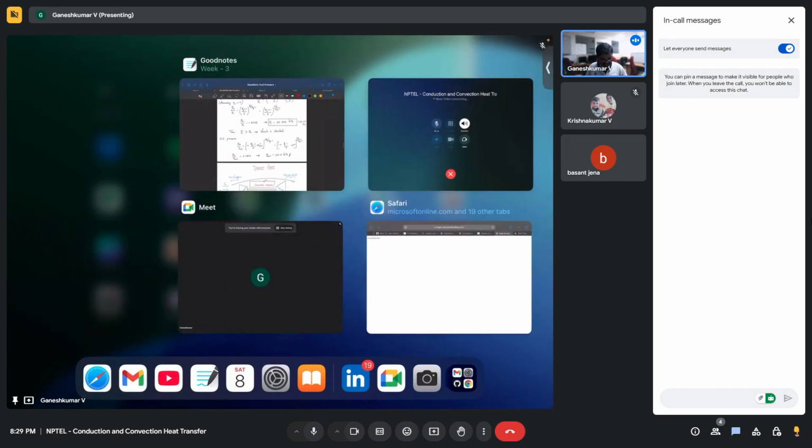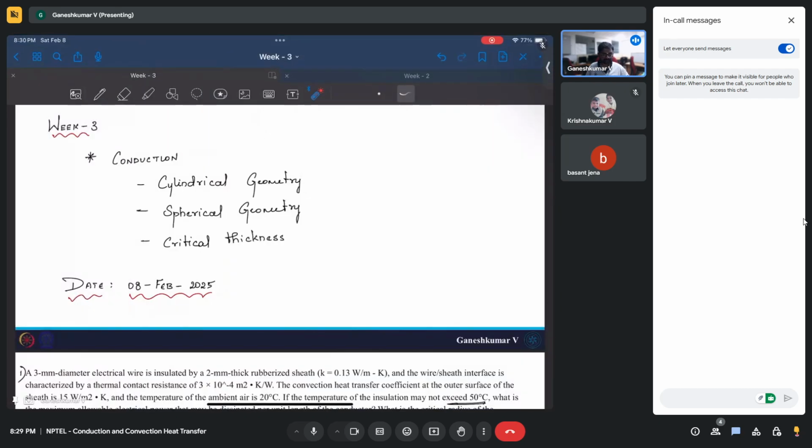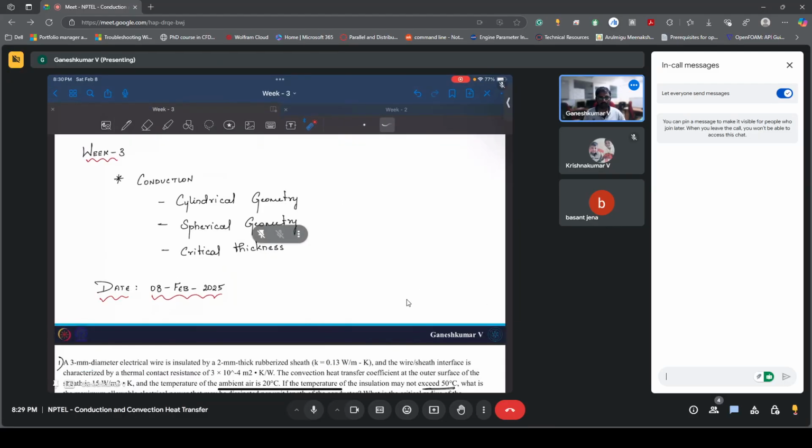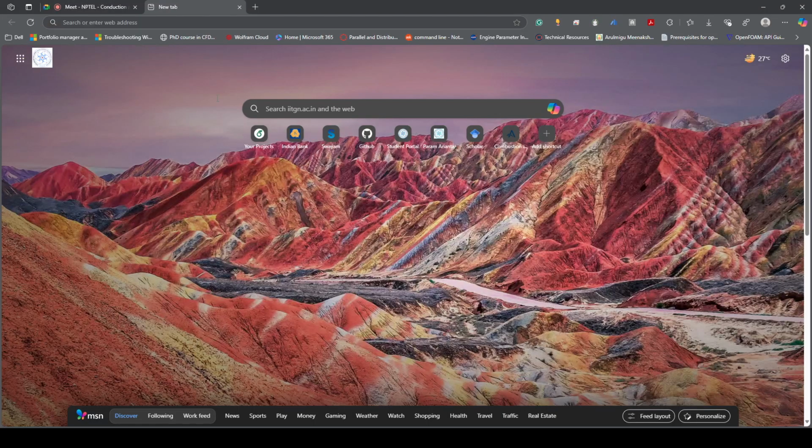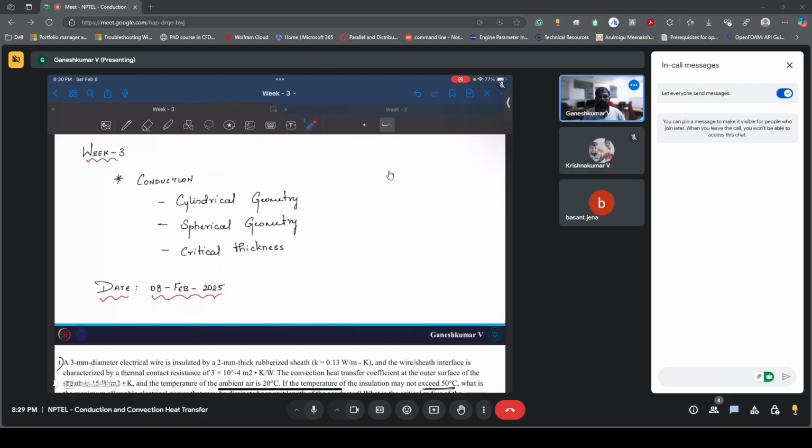For some reason, I couldn't log in from here. I will try from my computer. But anyway, whether the solution is there or not, I'll check it. What you can do is let me know if you have any doubts.